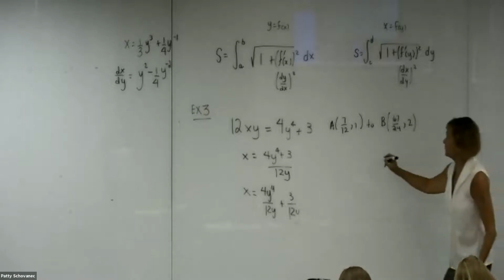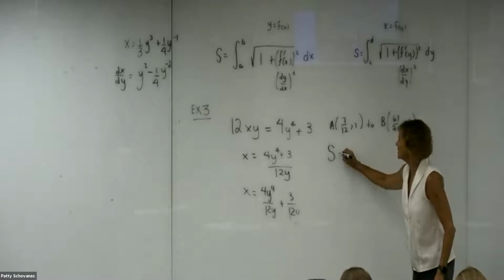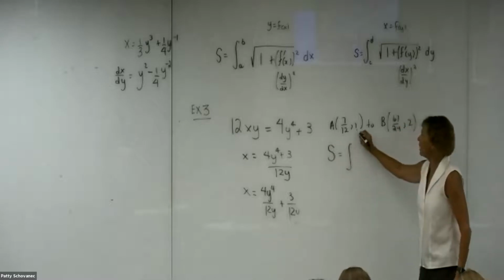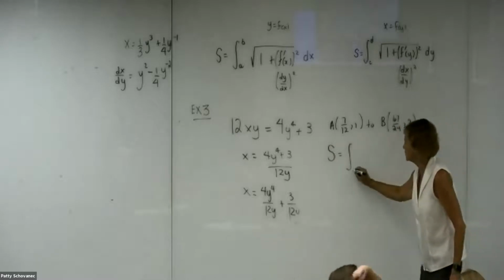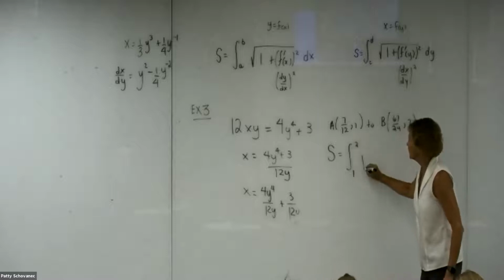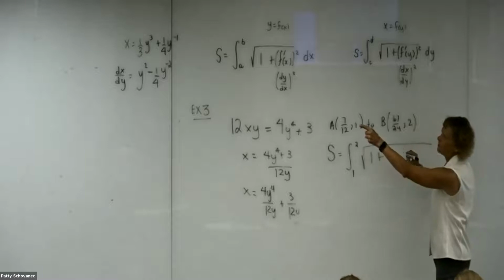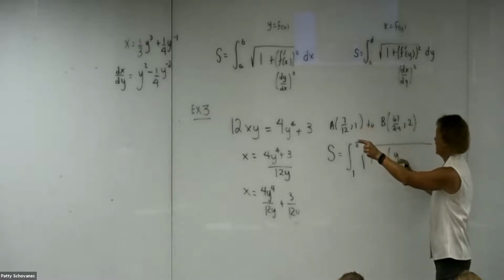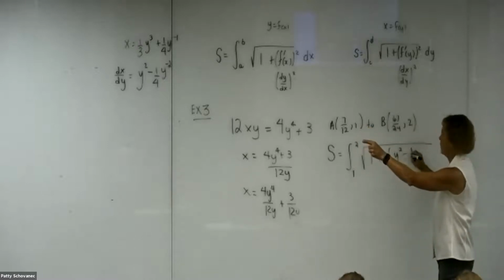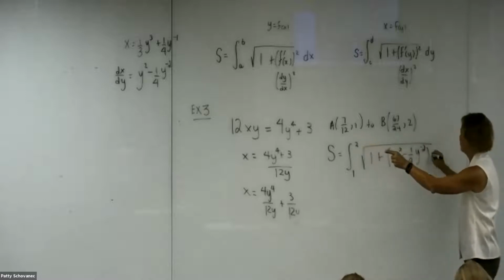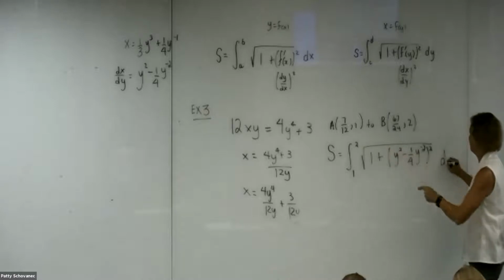So the integral that we're going to do is S is equal to the integral on the range of y's from y is 1 to y is 2 of the square root of 1 plus that derivative over there, y squared minus 1/4 y to the negative 2, all squared, and dy.